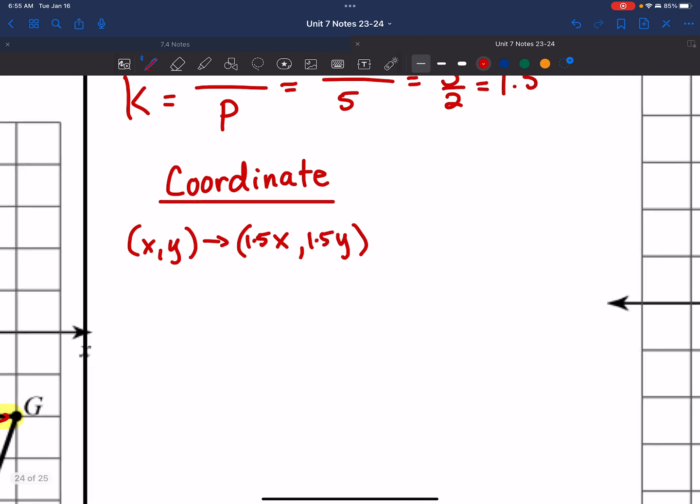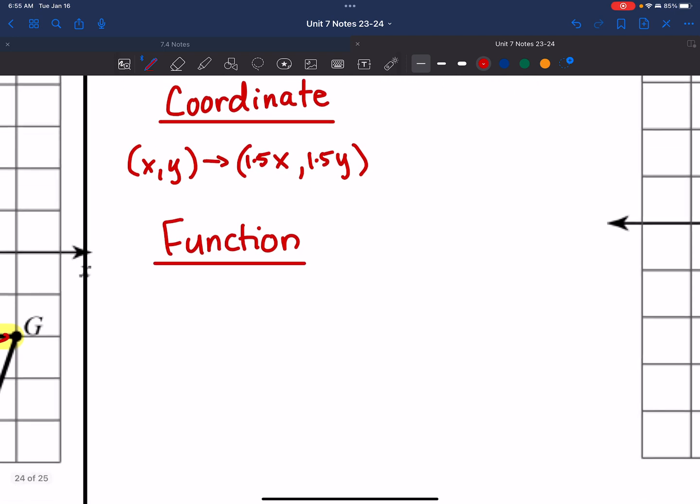Then function notation. We just write capital D for dilation. And then we write subscript, we write a 1.5 for our scale factor.